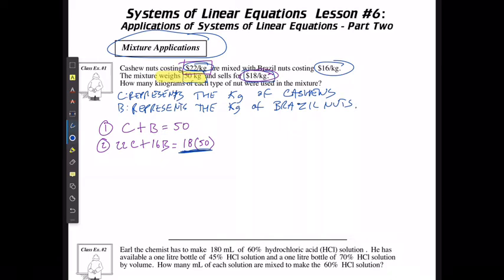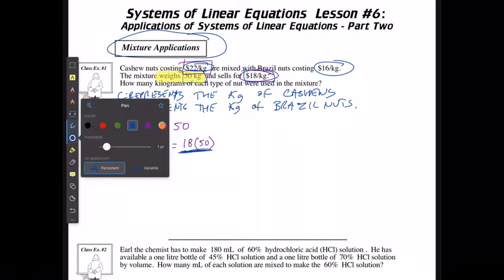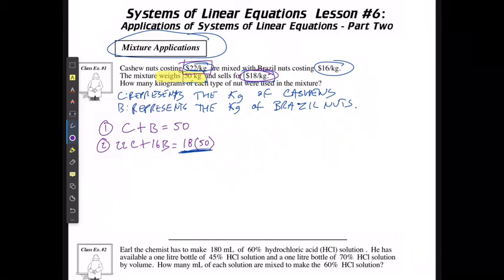And now we can solve it just like we would in any of the other cases. I'm going to isolate B. It doesn't really matter which one I isolate. From equation 1, B is equal to 50 minus C. And I'm going to substitute that into equation 2. So 22C plus 16 times (50 minus C) is going to equal 18 times 50, or 900.